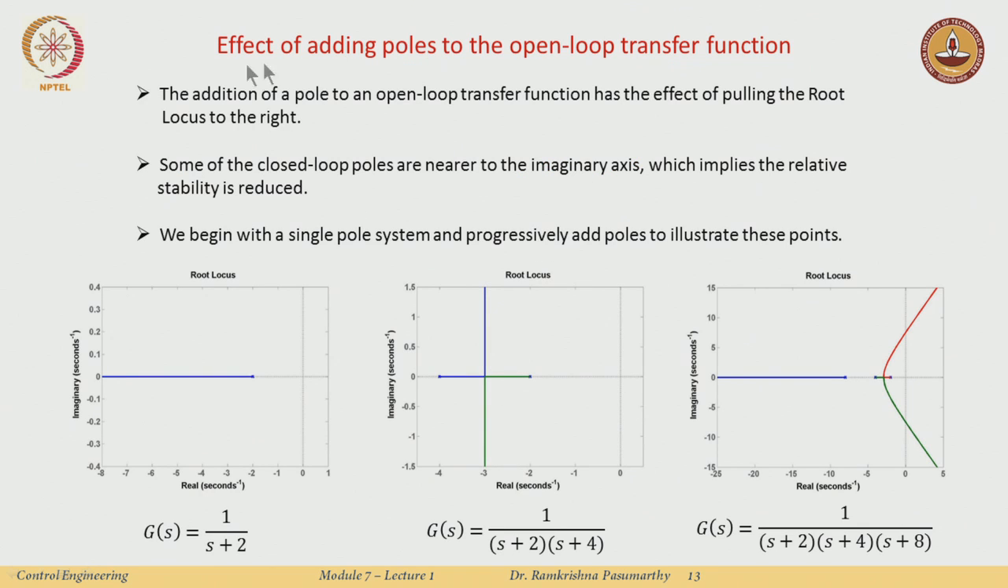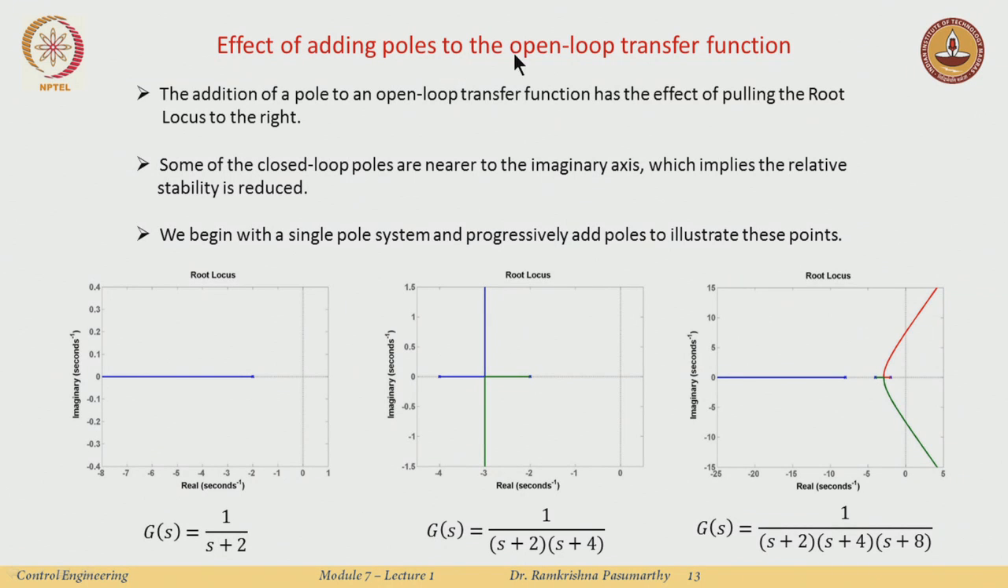So, now we will see what is the effect of adding poles to the open loop transfer function. So far we were just doing the closed loop one, s square plus 2 zeta omega n s plus omega n square. Now, we will see what is the effect of adding poles to the open loop transfer function. Well, we will do this in terms of the root locus.